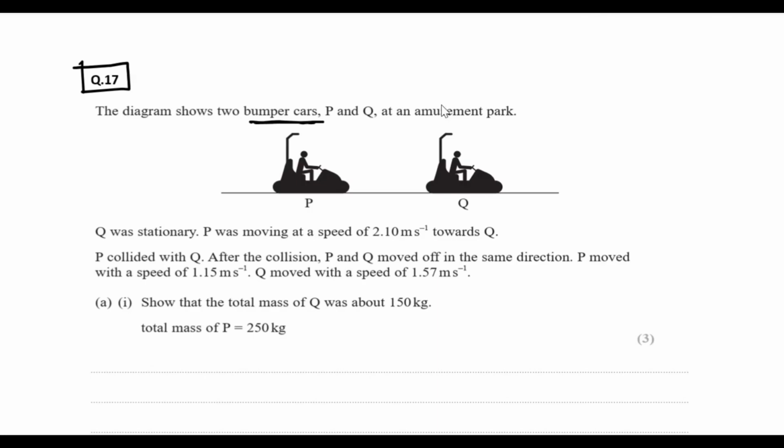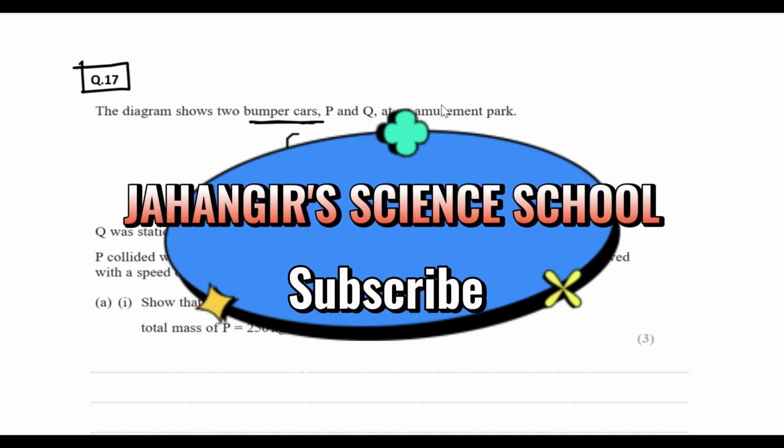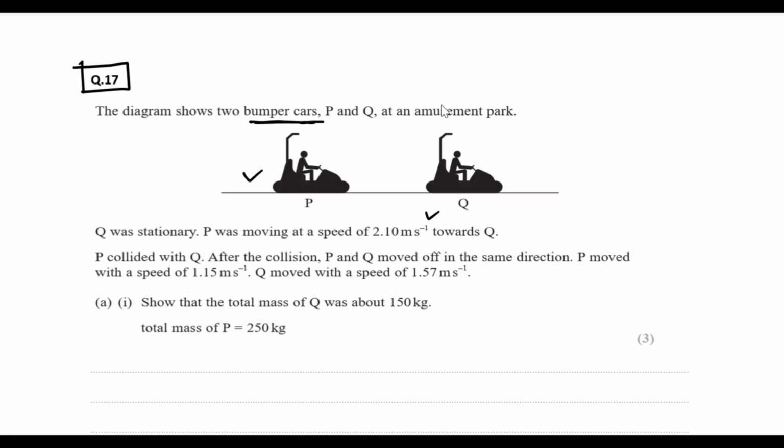The diagram shows two bumper cars, P and Q, at an amusement park. Q was stationary, and P was moving at a speed 2.10 meter per second towards Q. P collided with Q. After the collision, P and Q moved off in the same direction. P moved with the speed 1.15 meter per second. Q moved with the speed 1.57 meter per second.